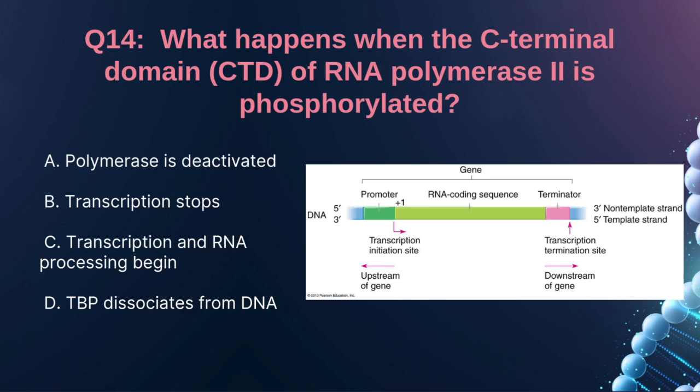The CTD of RNA polymerase 2 contains something known as heptapeptide repeats, and phosphorylation of specific serines allows the polymerase to initiate elongation of the mRNA and to recruit capping, splicing, polyadenylation, and all of these processing steps for the modification of the mRNA to produce a mature mRNA.